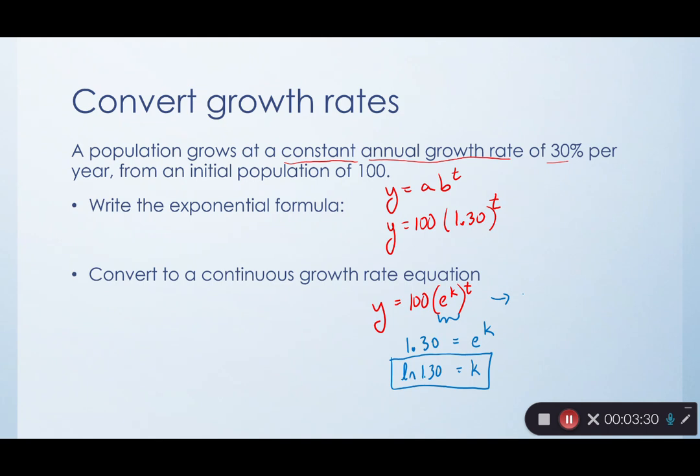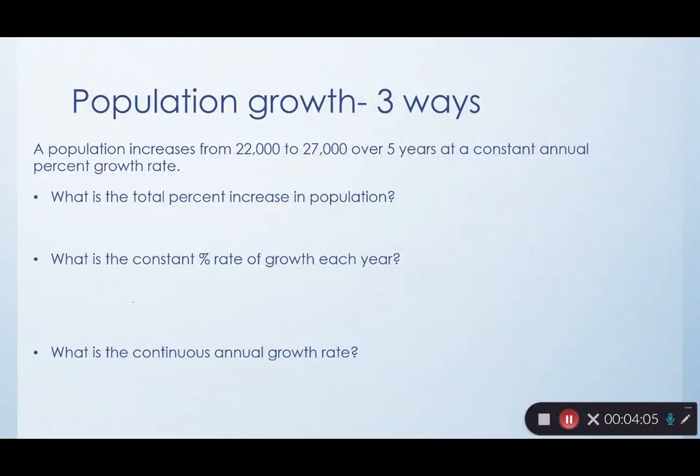So we know what our k is. Now we can say, okay, great, this is 100 e to the ln 1.30 times t. We're usually going to put the t out front, but I'm going to have to move it all over. So t ln of 1.3, and there's our continuous growth rate. So really, when you need to convert from a constant growth rate to a continuous growth rate, you are solving b equals e to the k, and you're solving that for k. Pretty straightforward there. All right, so this is definitely a homework problem.